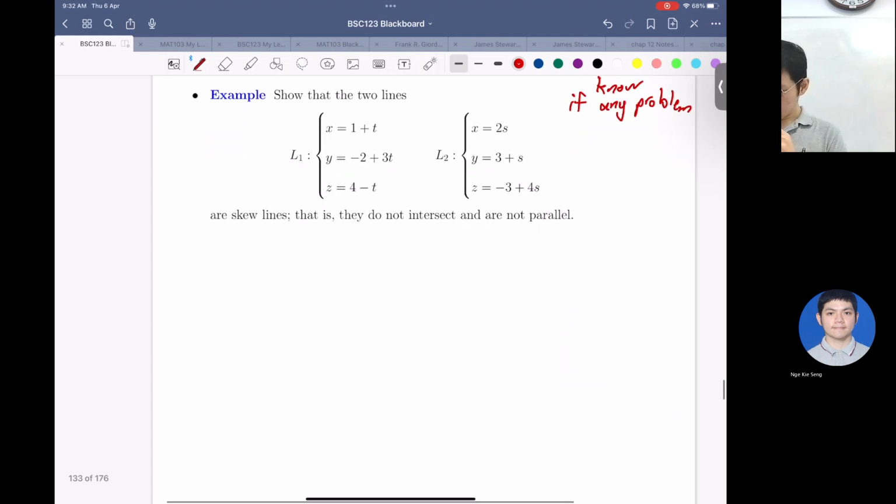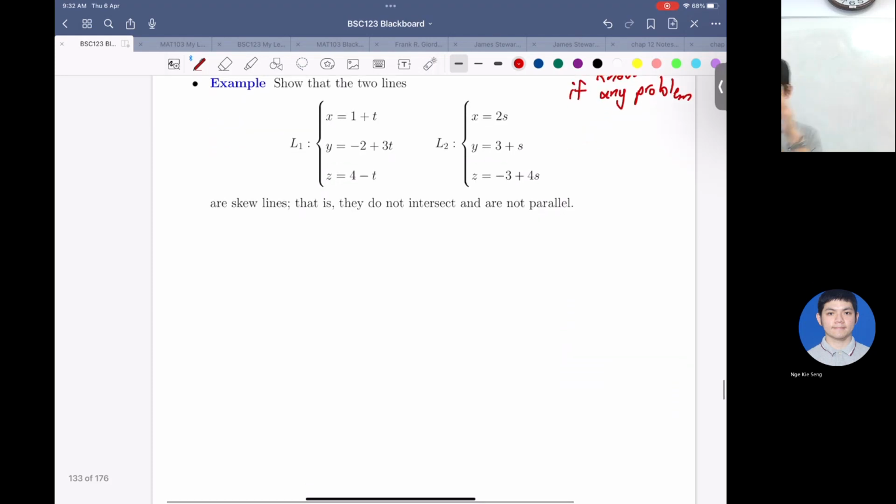Okay. Next. Show that the two lines here. Okay. So you are given two lines. So these are parametric equation. Okay, there are two lines. Show that these two lines are skewed lines. That is, they do not intersect and they are not parallel. Okay. So do not intersect means what?